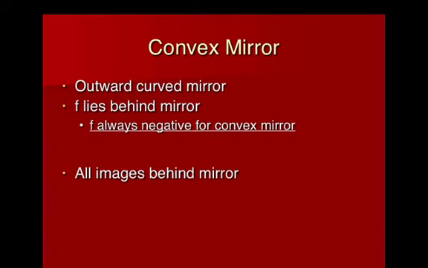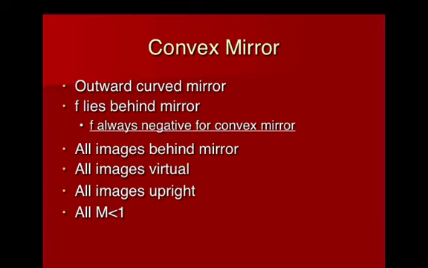Well, guess what? The only type of image you can produce for a convex mirror is a virtual, upright, reduced image. All the images are in virtual space. You can only produce one image.